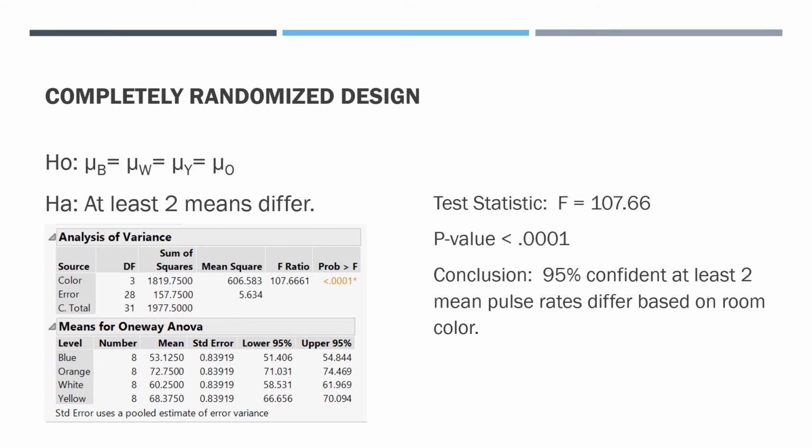For a completely randomized design, we set the means equal to each other. So the mean pulse rate for the blue room equals the mean pulse rate in the white, and so on. HA will say at least two means differ. We go to the output and find our test statistic under analysis of variance. That's the F ratio of 107.66. Its p-value is 0.0001. That's less than 0.05, so our conclusion is we're 95% confident at least two mean pulse rates differ based on room color.